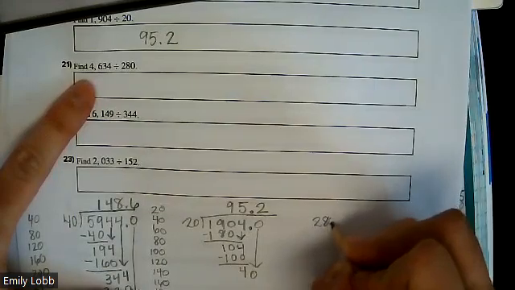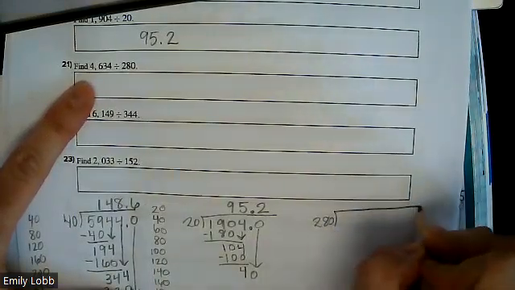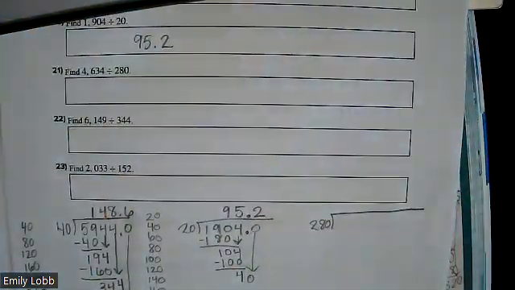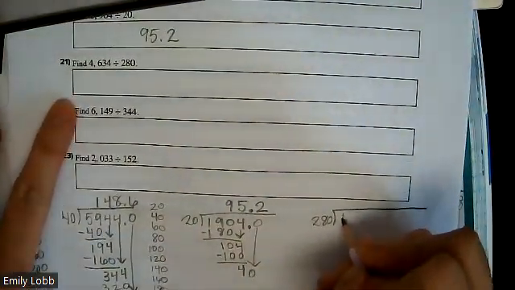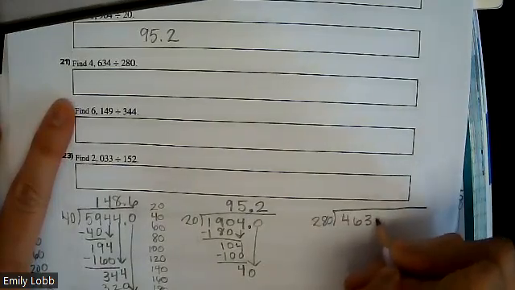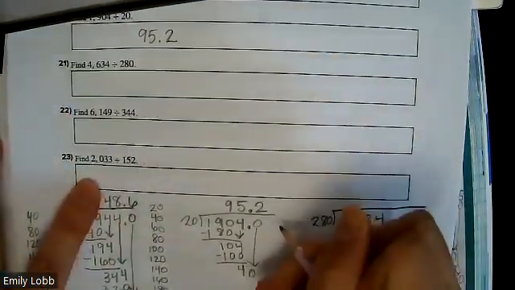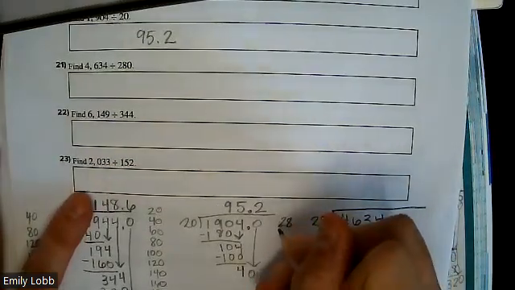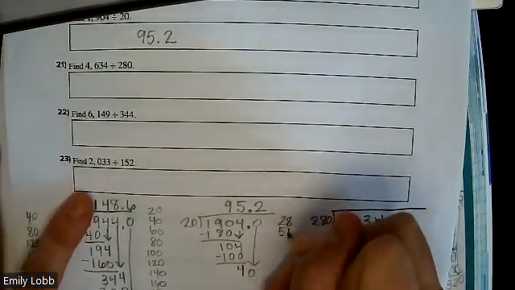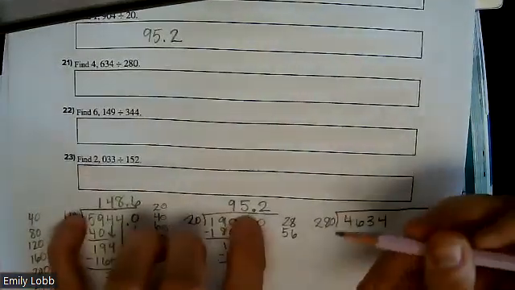All right, so I'm going to do this one now. 280 into 4,634. I think this is a ridiculously long one. All right, so I'm going to start with 28. What's 28 plus 28? 56.